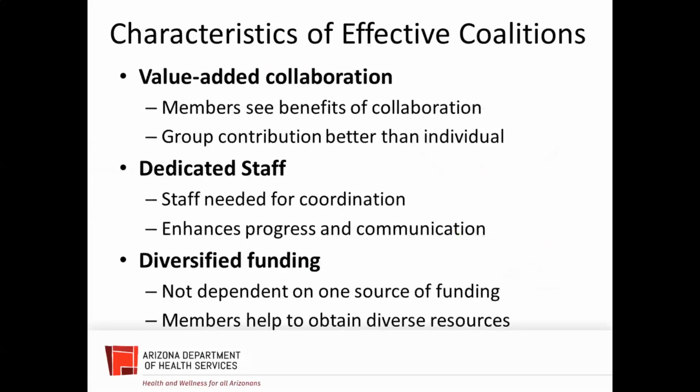Characteristics of effective coalitions include value-added collaboration. Members see benefits of collaboration, and group contribution is better than individual contribution. There is dedicated staff, so staff is needed for coordination. It enhances progress and communication, as well as diversified funding. So this is not dependent on one source of funding, and members help to obtain diverse resources.